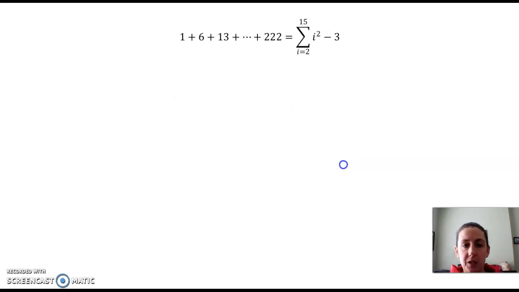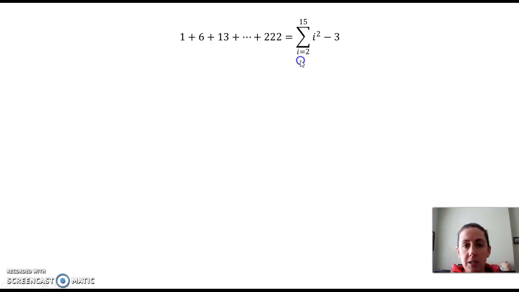1 plus 6 plus 13 all the way up to plus 222. This can be written as the sum from 2 to 15 of i squared minus 3, right? 2 squared minus 3 gives me 1. 3 squared is 9 minus 3 gives me 6. 15 squared is 225 minus 3 gives me that 222.